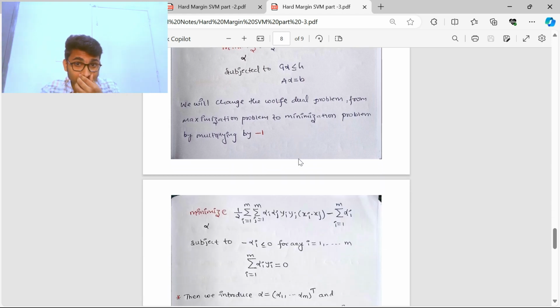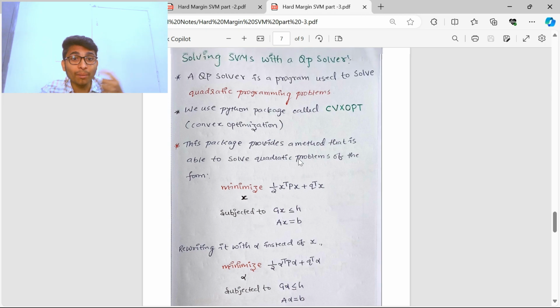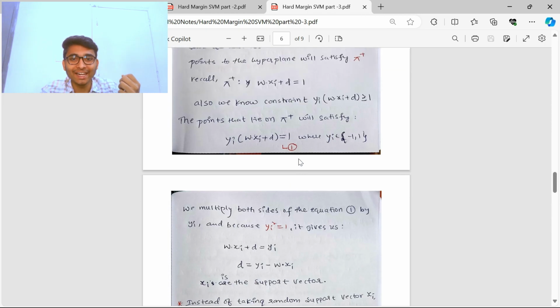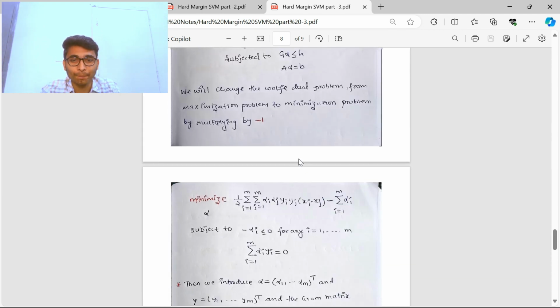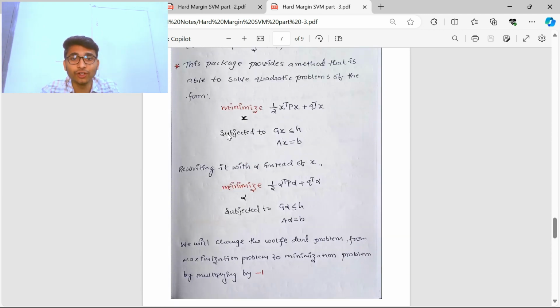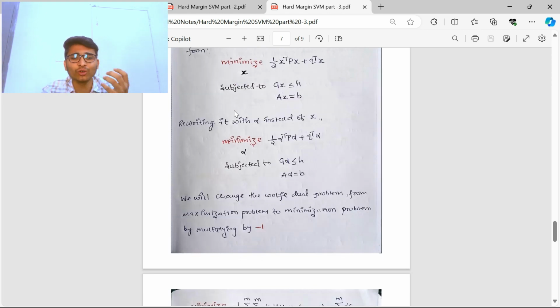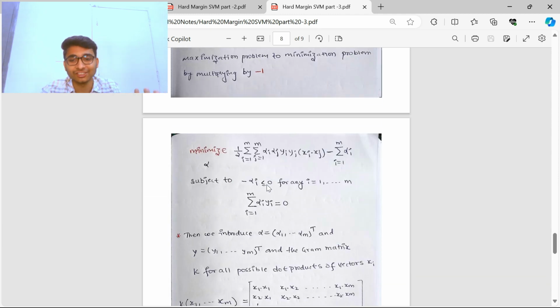Now we will change the Wolfe dual form from maximization. See, the Wolfe dual says we have to maximize, right? The QP solver says we will do it for minimization. So what we have to do is just multiply the Wolfe dual formulation by minus one. Minimizing alpha, I just multiplied by minus one. Before this, alpha was positive, now it became negative, and I also multiplied the constraints by negative one as well.